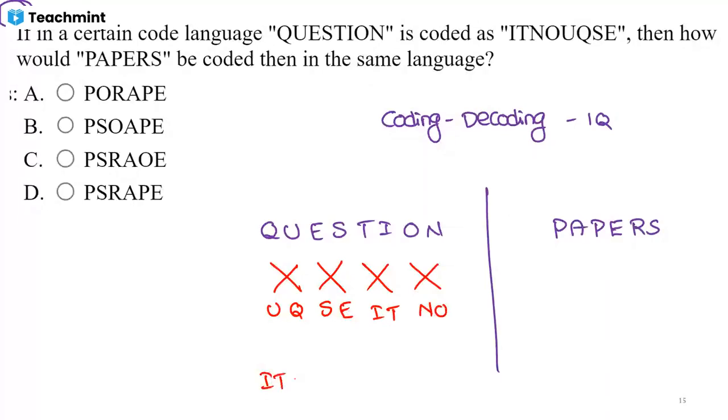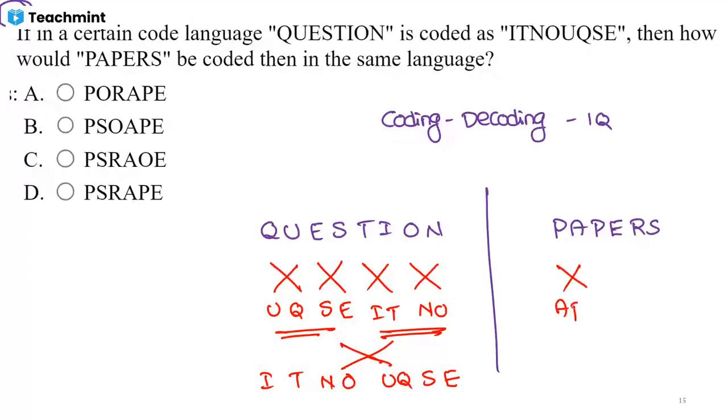Then they mentioned IT and O. UQSC. This second part here, first part here. Two letters are swapped. See this, good question, right? Two letters are swapped. Now PA can be written as AP, PE as EP, RS as SR.